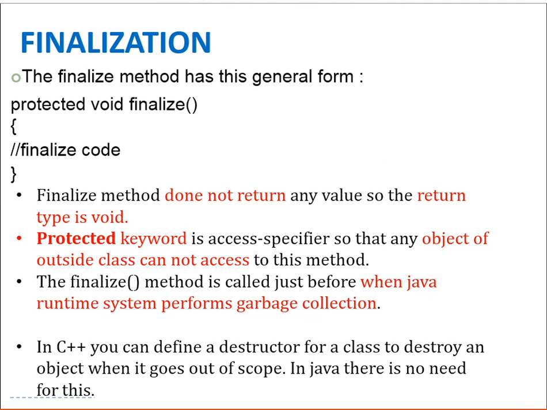In C++, you can define a destructor for a class to destroy or delete objects from memory, and objects out of scope we can delete using the destructor or the delete operator. In Java there is no need for this because the garbage collector is there.